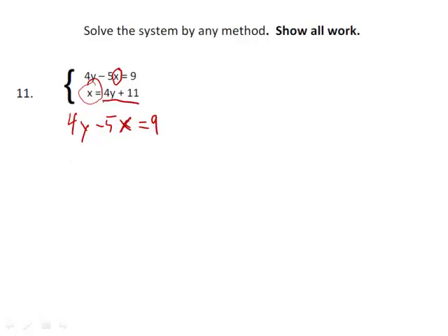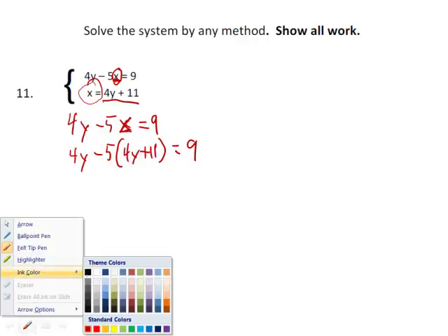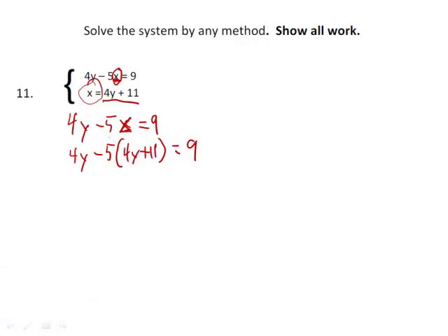All right, so I'm going to keep this 4y minus 5, and in place of the x, I'm putting 4y plus 11. And I can't forget the rest of my equation, equals 9. So we'll do distributive property. Negative 5 times 4 is negative 20y. Negative 5 times 11 is negative 55.